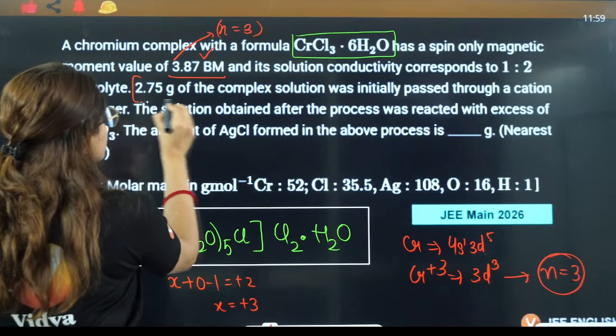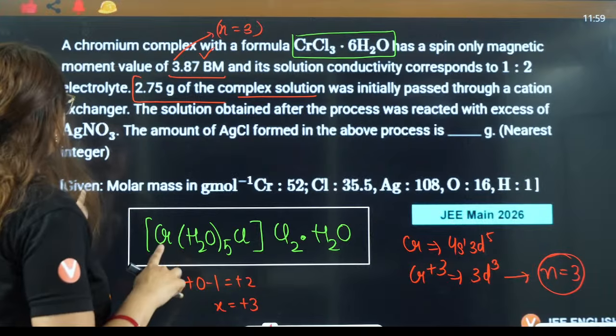Now he is saying that this much gram of complex was initially passed through a cation exchanger.